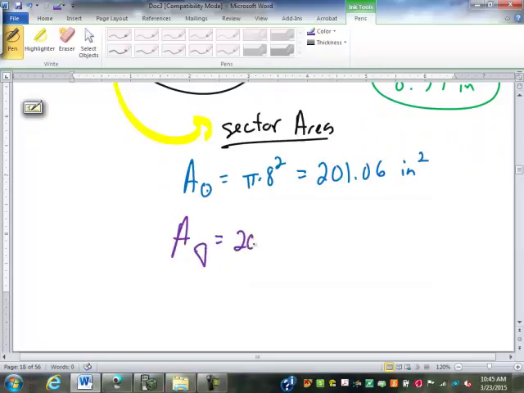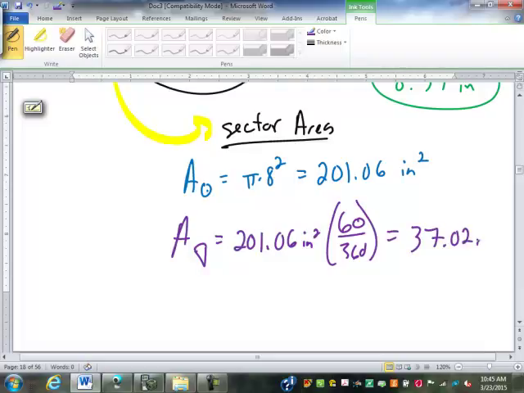which is 201.06 inches squared times 60 over 360, which is going to give us 37.02 approximately. No, 33, let me redo that. 33.51, correct? Okay.